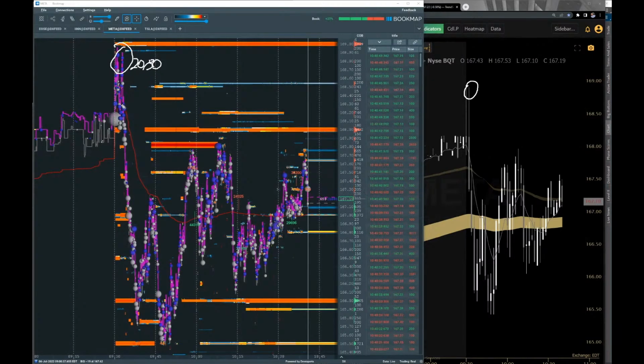Then when we fail and we start having, for example, over here, a perfect rejection, which is this level over here, I want to add full size. So that's 70, 80%.